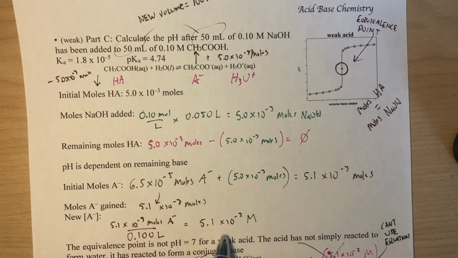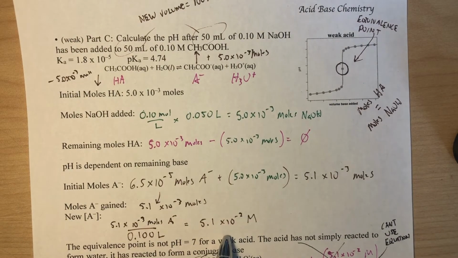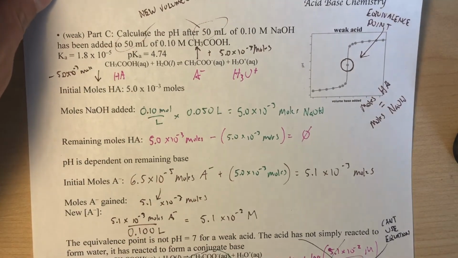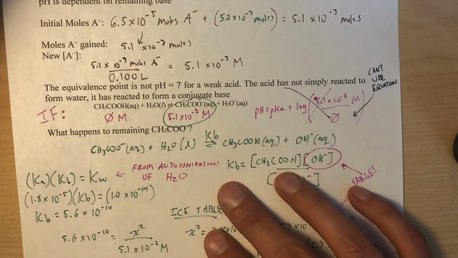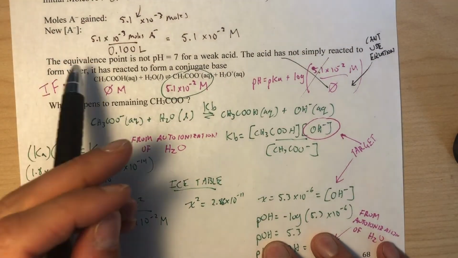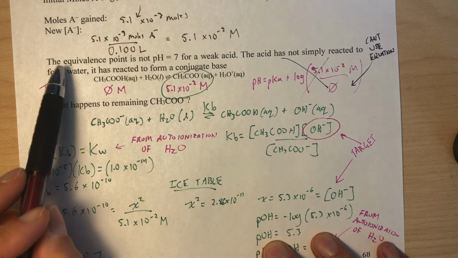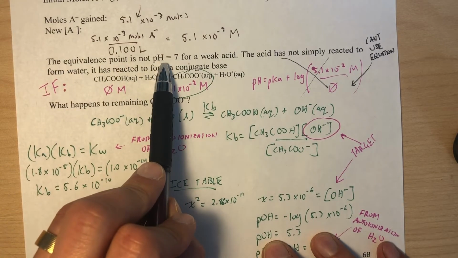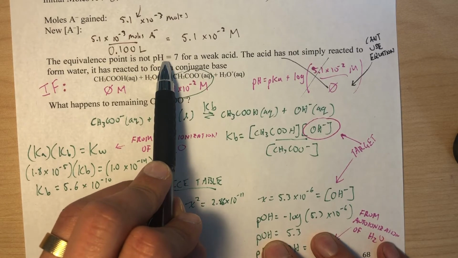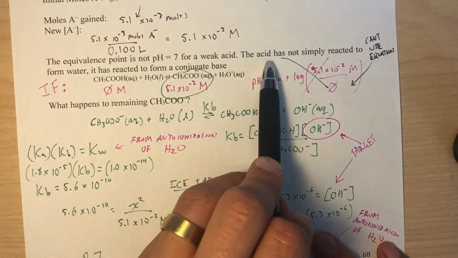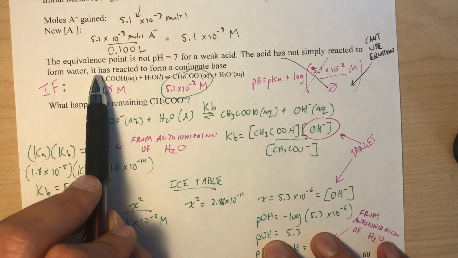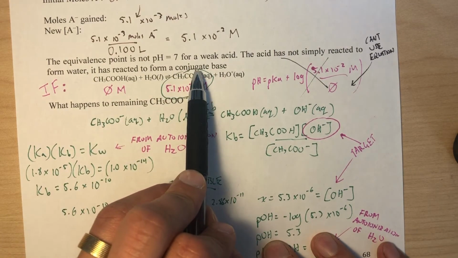So now that we have our concentration of acetate in solution, we need to figure out what to do with it. This is where things get a little tricky because we're dealing with a weak acid. The equivalence point for a strong acid, strong base, as we saw in last class, is equal to 7. The equivalence point is not necessarily pH equal to 7 for a weak acid. The acid has not simply reacted to form water, it has reacted to form conjugate base.